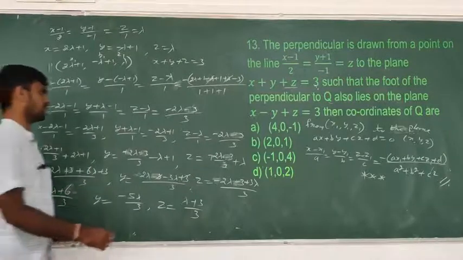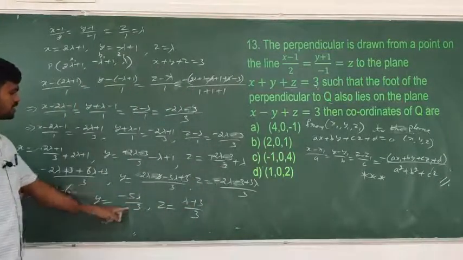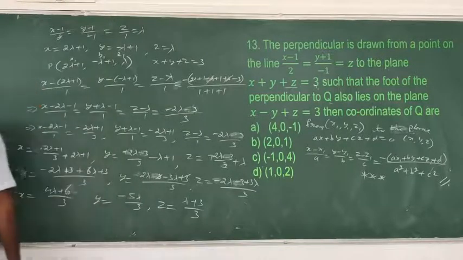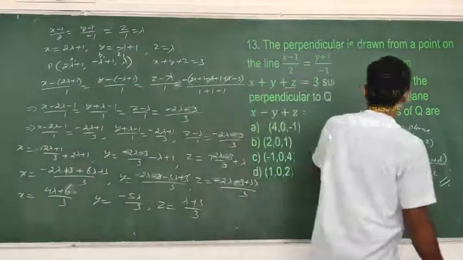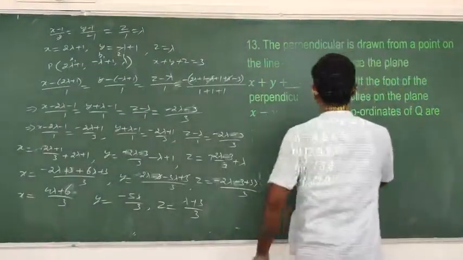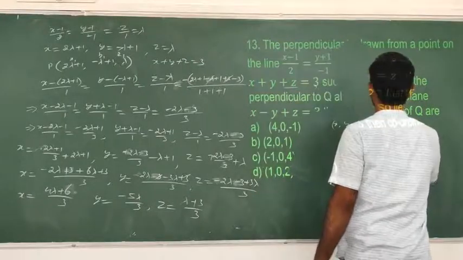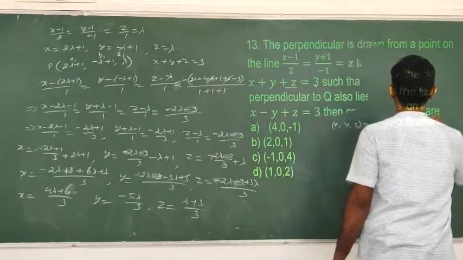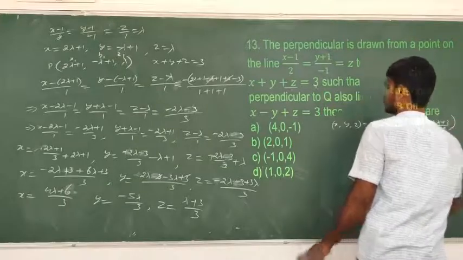So x is 4 lambda plus 6 by 3, y is minus 5 lambda by 3 and z is 4 lambda plus 3 divided by 3. Okay? Therefore the point x, y, z is equal to, this is an important formula. Therefore x comma y comma z is equal to 4 lambda plus 6 by 3 comma minus 5 lambda by 3 comma lambda plus 3 by 3. And also, what have they given?